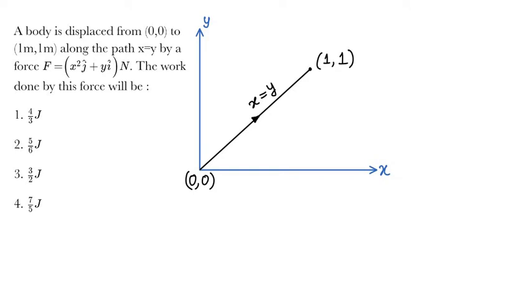A body is displaced from (0, 0) to (1, 1) along the path x equals y by a force F equals x squared j cap plus y i cap. The work done by this force will be, firstly, this path x equals y is a straight line on which the x coordinate and y coordinate are both equal. Here x equals y: 1 equals 1, 0 equals 0. So this is a straight line on which the body is being moved using this force.